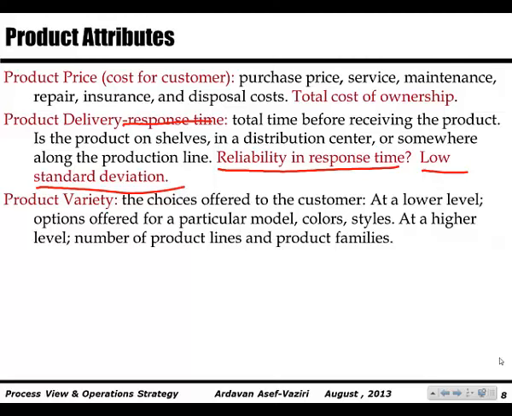Then we have product variety. Customers may be happy with one single model, one single option, if for example, it is always available and if the price is very low. But besides that specific market segment, other customers want some sort of variety. Variety can be defined at a level that, oh, you have Mustang and then you have different types of Mustang, different models and colors and styles of a specific product, or a company may offer different product lines and product families.